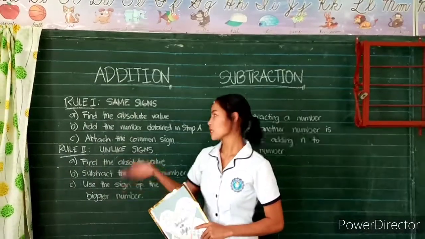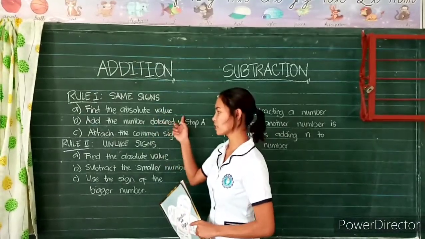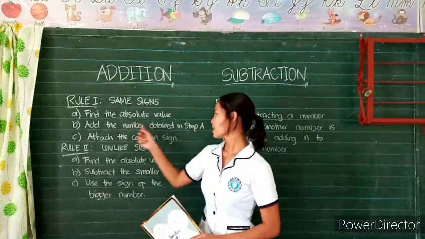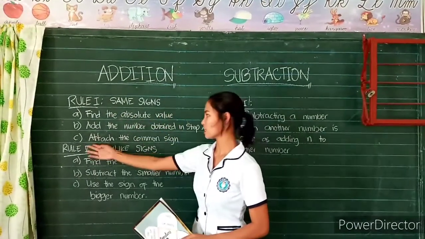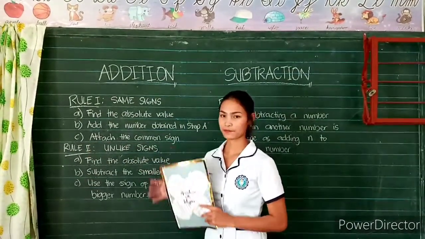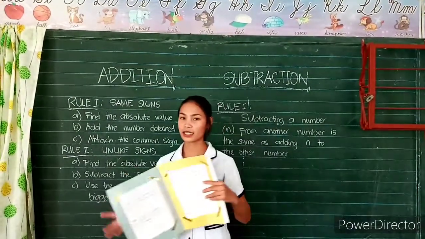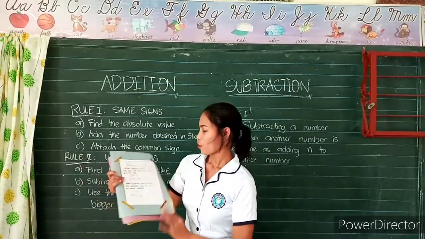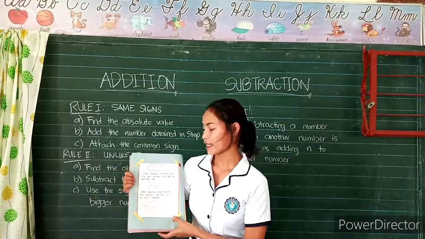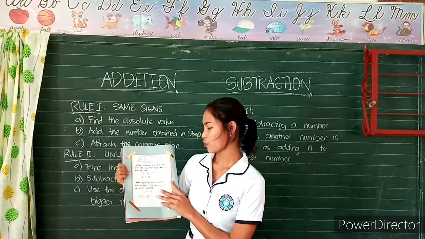If the numbers have the same signs, then first, we must find the absolute value. Second, add the numbers obtained in step A, which is to find the absolute value, and C is to attach the common sign. So, these are some examples from the addition. So, can you see this? When addends have the same sign, you have to add them. Use that sign when you write the sum.